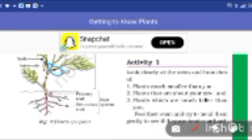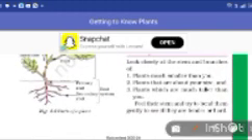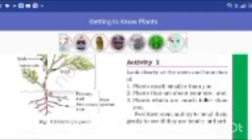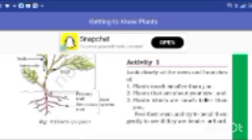So what we have learned till now is the shoot system. Now we are going to learn the root system. These are the primary roots and these are the secondary roots. Secondary roots could be many, but the primary root is only one. So this is the root system. Now let's start 4.1, herbs, shrubs and trees, activity number 1.